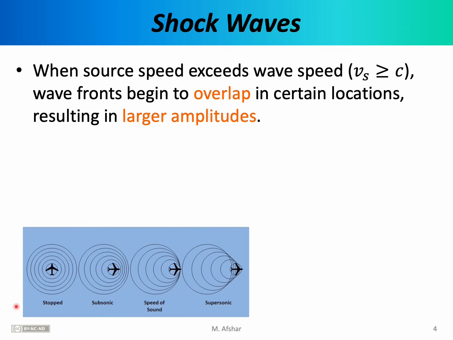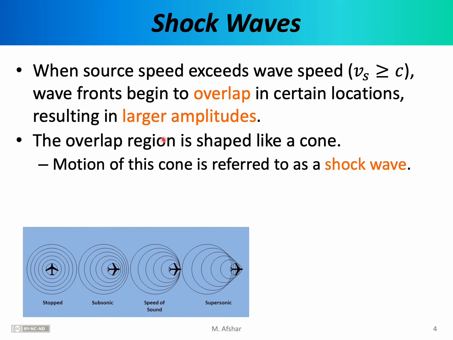So let's summarize the discussion on the previous slide. When the source speed exceeds the wave speed, so when V sub s is greater than or equal to c, wavefronts begin to overlap in certain locations. When these wavefronts overlap, they result in larger amplitudes. In particular, the air molecules begin to move much larger amounts than usual. The overlap region is shaped like a cone. In pictures on the screen, they might look like triangles, but of course in three-dimensional space, they are cones. The motion of this cone is referred to as a shock wave.